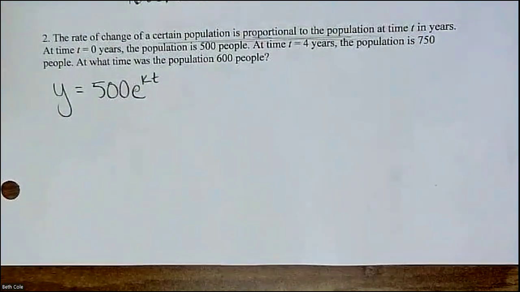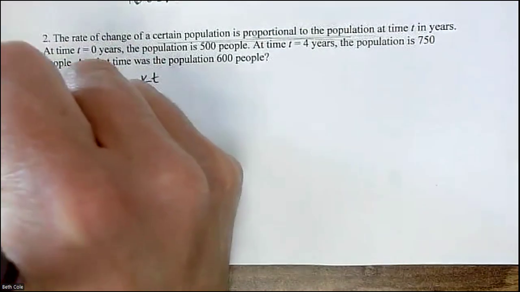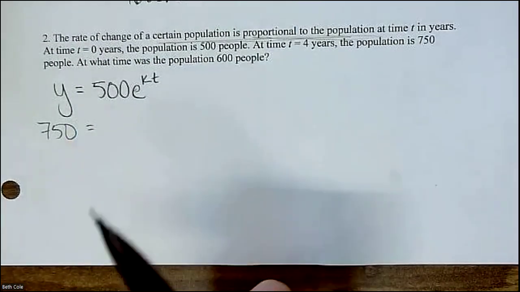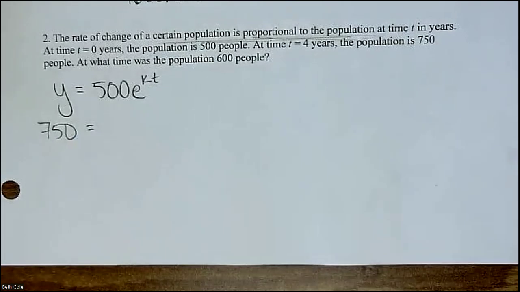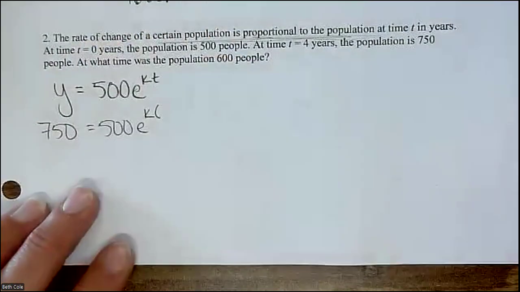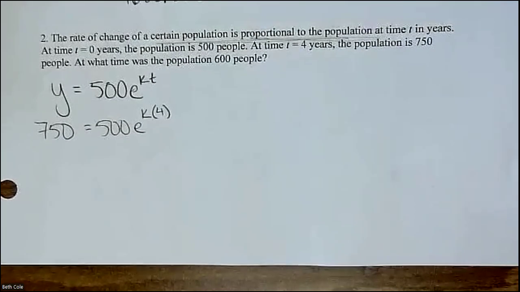It says we're starting with 500 people. After 4 years, the population is 750 people. So we're going to put 750 in for the population. Again, if you wanted to put P equals, like I did B equals for bacteria and the other one, you could. 750 equals 500 e to the power K times 4. And then we're going to solve that.